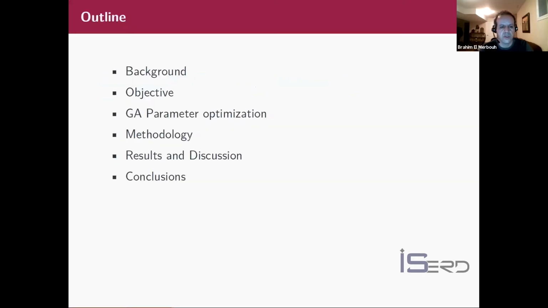So the outline of this presentation is as follows. We're going to start with a little bit of background, and we're going to present the objective, and we talk about genetic algorithm parameter optimization, the methodology and the results and discussions, and then we're going to sum up with the conclusions.